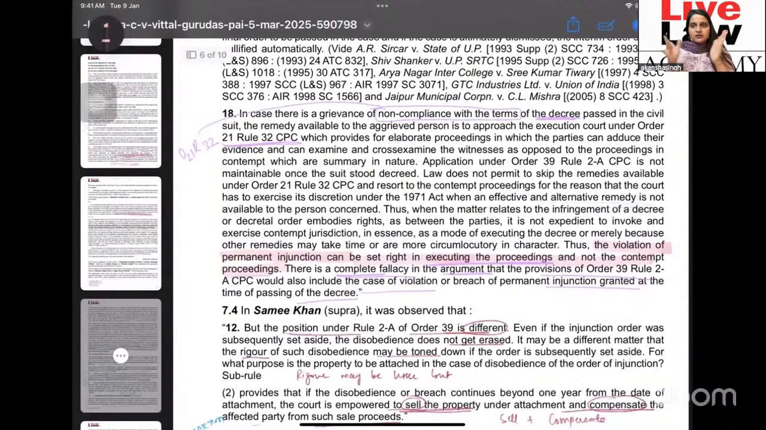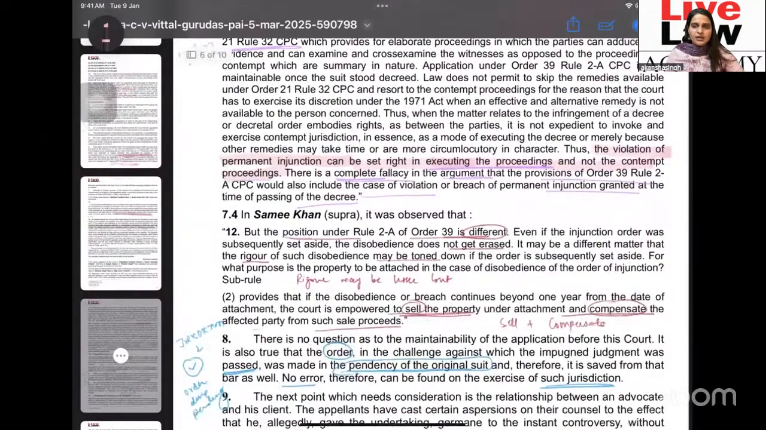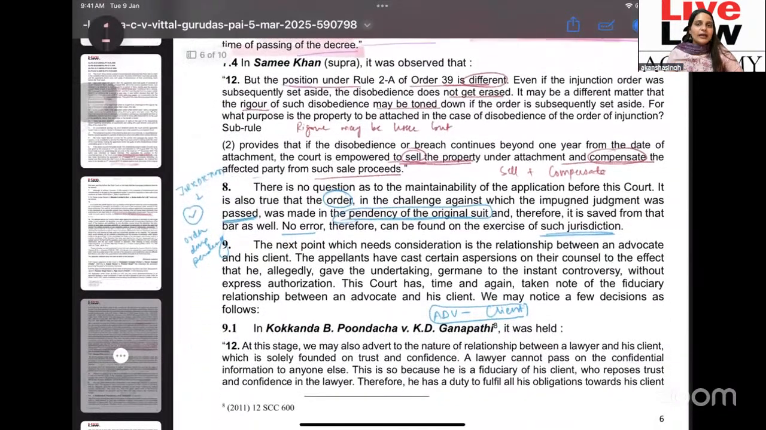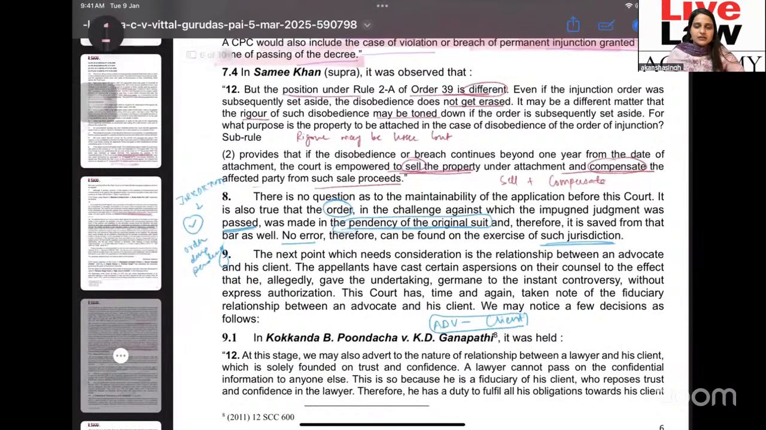Then the court has made the distinction between Order 21 and Order 39 Rule 2A. How are the two different? One is related to the decree and the other is related to the pendency. Okay, so let's read only the last part. There is complete fallacy in the argument that the provision of Order 39 Rule 2A would also include the case of violation of breach of permanent injunction granted at the time of passing of decree. So if the decree has been passed and a permanent injunction has been granted, then your Order 39 Rule 2A will not apply. Remember this, okay.